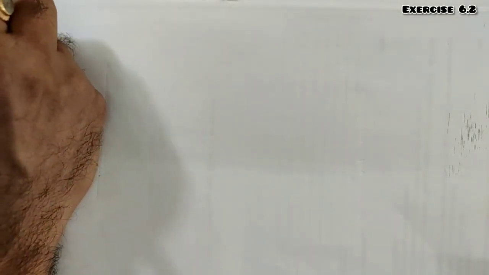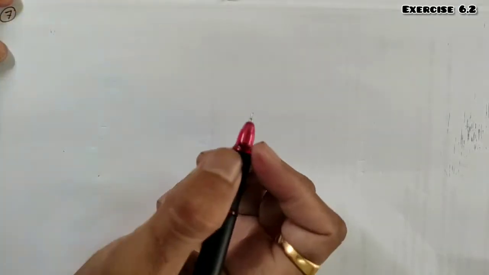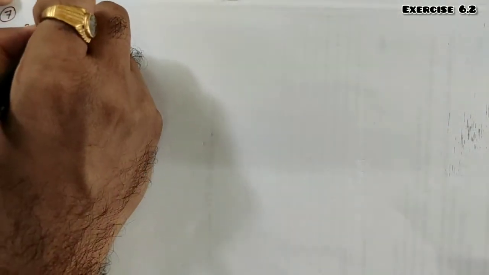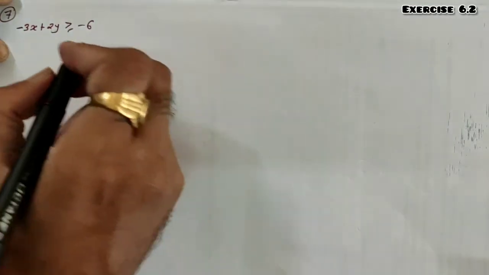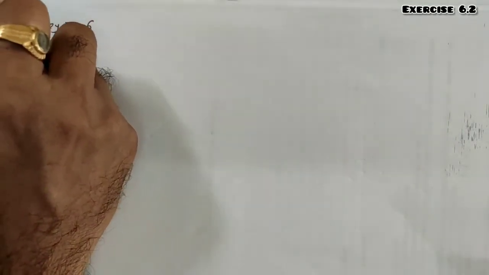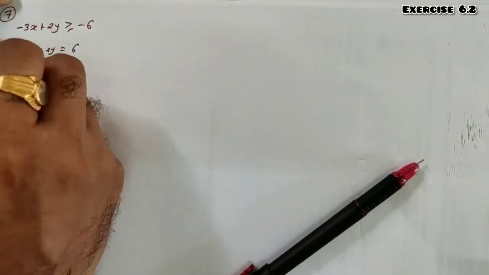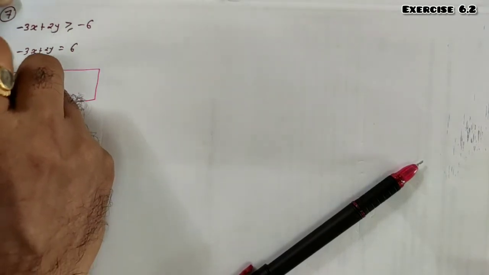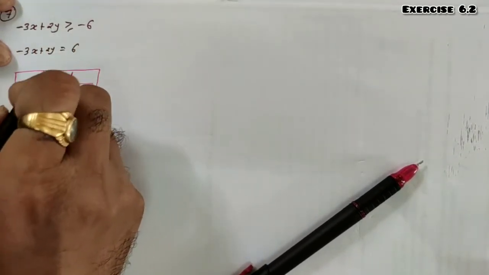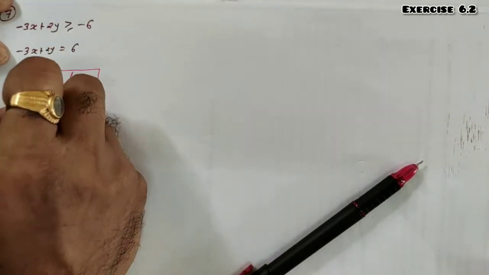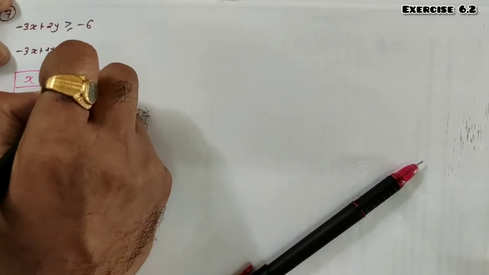Question number 7. So here the inequality is minus 3x plus 2y greater than or equal to minus 6. So the equation of the line will be minus 3x plus 2y equal to minus 6. Done. Draw the coordinate box. The coordinate box will be like this. On a coordinate box, it means values of x and y. We are finding two values. For x equal to 0, y will be 3. For y equal to 0, x will be minus 2.